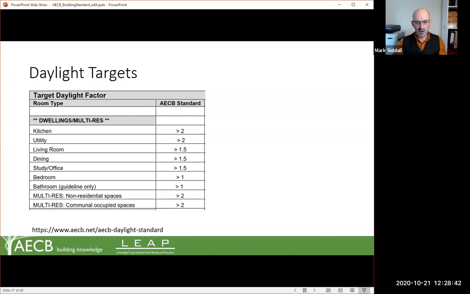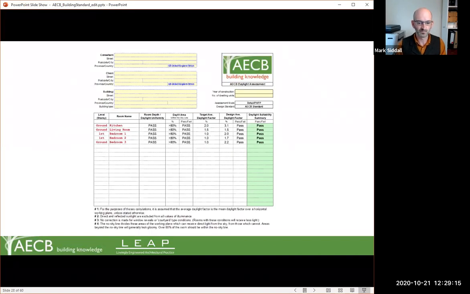In terms of a quick overview of some targets, generally in kitchen and utility spaces we're talking about a 2% daylight factor. In the living room, dining room, and studies, we're talking about a daylight factor of around 1.5, and in a bedroom, we're talking about 1%. These figures generally work out quite well, and in my experience, at least here in the Northeast, if you target these daylight factors, then we have very low risks of overheating in the summer seasons.